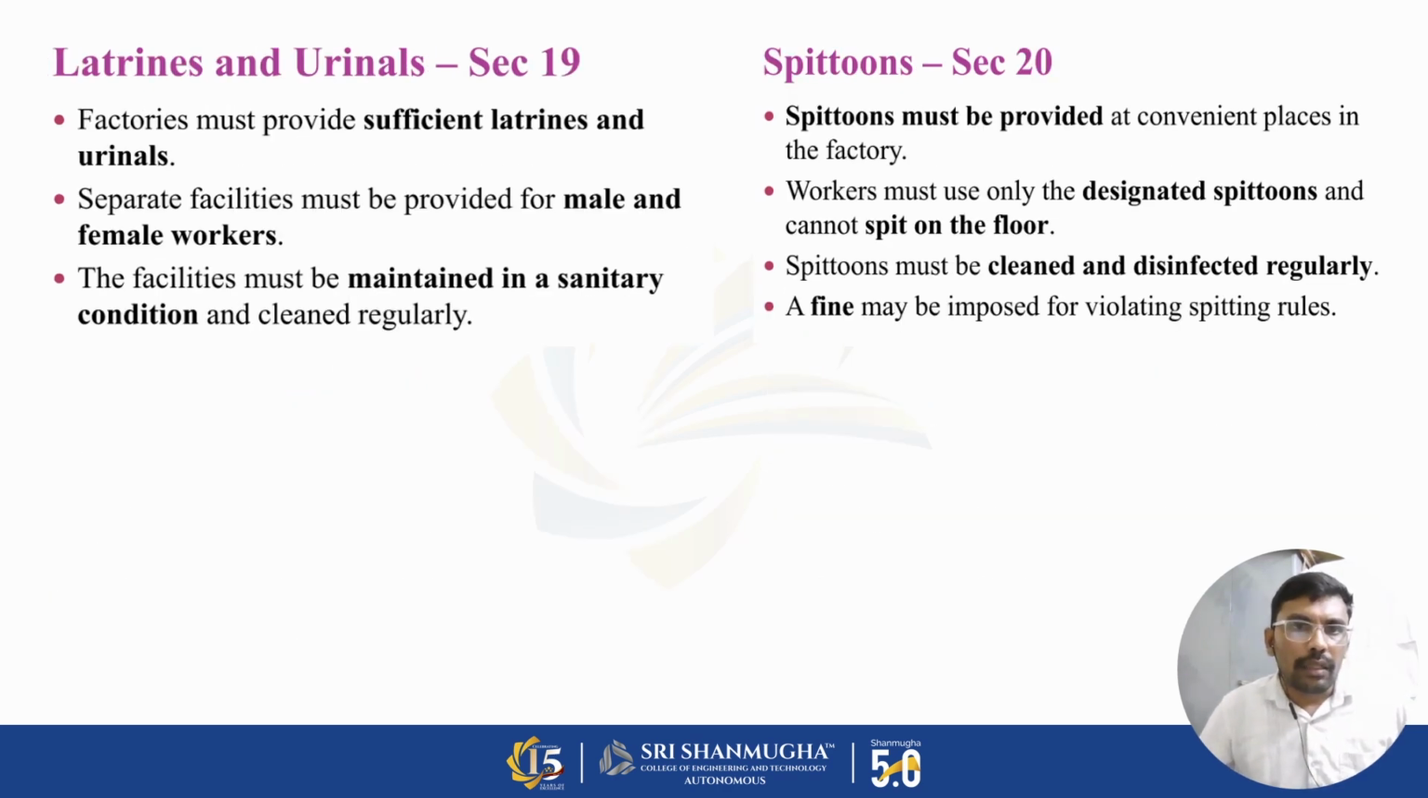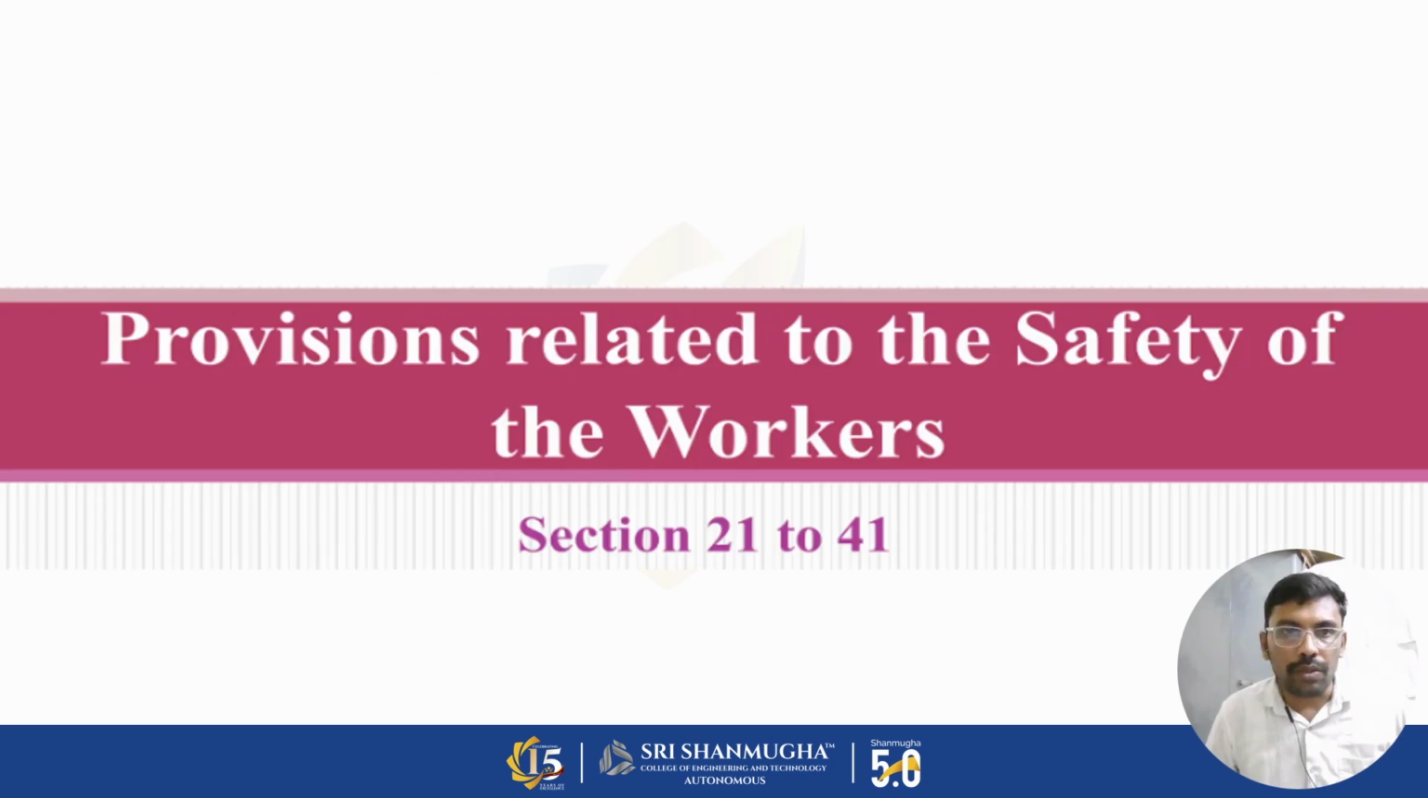Then Section 19 covers latrines and urinals. After that, Section 20 covers spittoons. Spittoons must be provided in convenient places inside the industries or factories. Under the section on latrines and urinals, factories must provide sufficient latrines and urinals inside the factory or industry. After that, the provisions related to the factory for the workers.